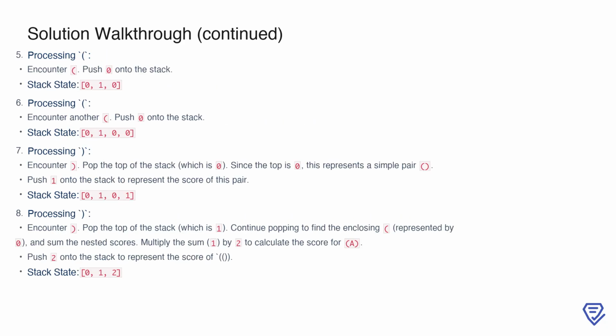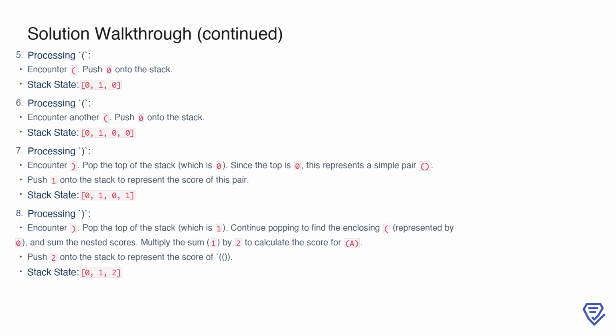We then encounter another open parenthesis, so we push 0 onto the stack. The stack becomes 0, 1, 0. Next, we process another open parenthesis, and push another 0, resulting in 0, 1, 0, 0. Then we process a closing parenthesis. Popping the top value, which is 0, indicates a simple pair, so we push 1 onto the stack. The stack now looks like 0, 1, 0, 1.